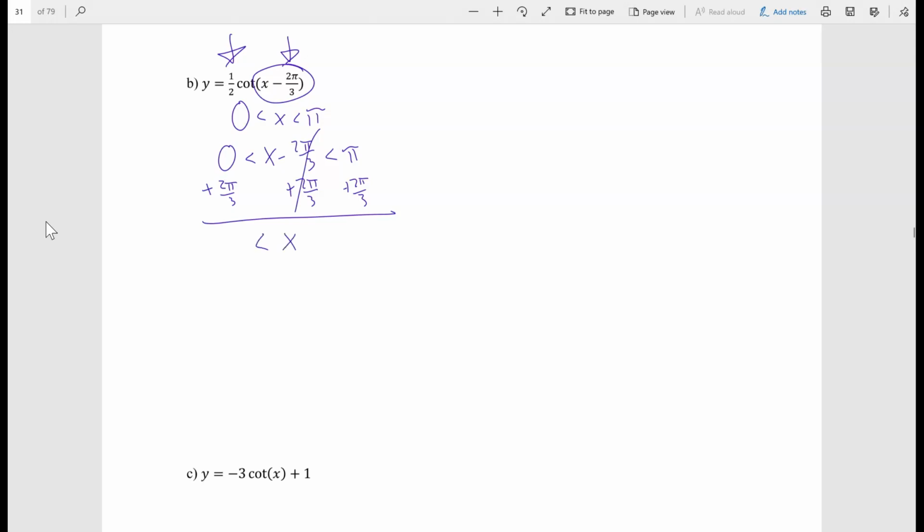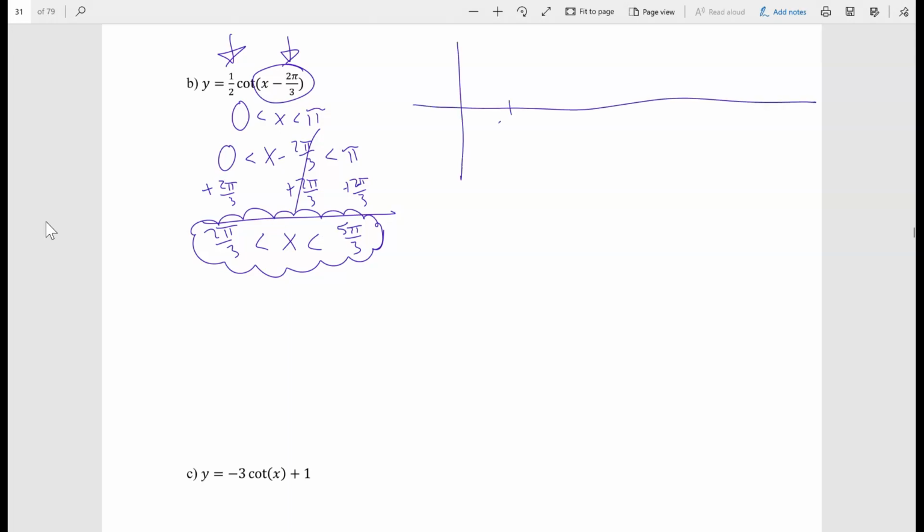So you're going to have x by itself, and 2 pi over 3 is over here. What is this going to give me? 3 over 3, that's going to be 5 pi over 3. So that's what I'm going to end up getting. That means my asymptotes are between these two endpoints. So here's 2 pi over 3, and here is 5 pi over 3. Here are the equations of these asymptotes.